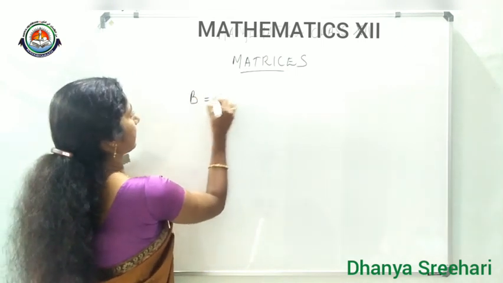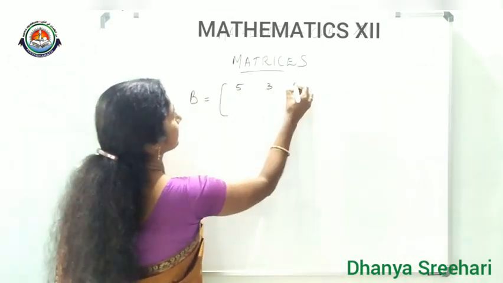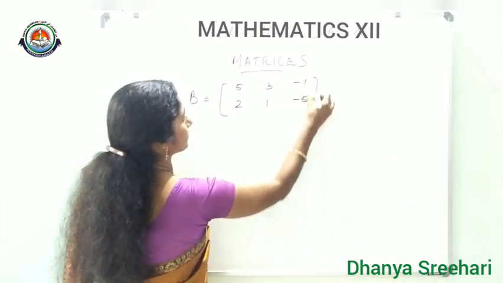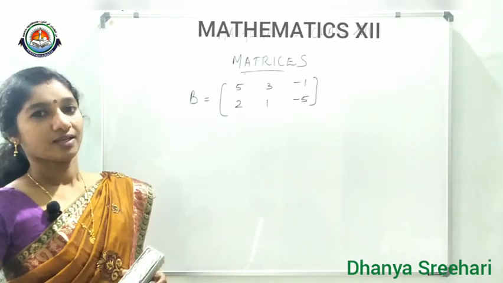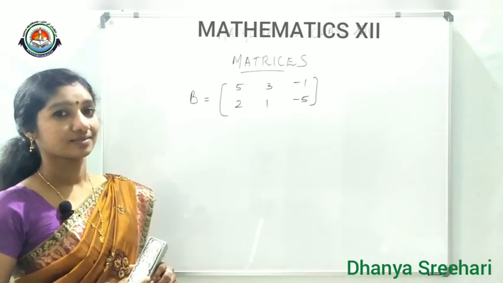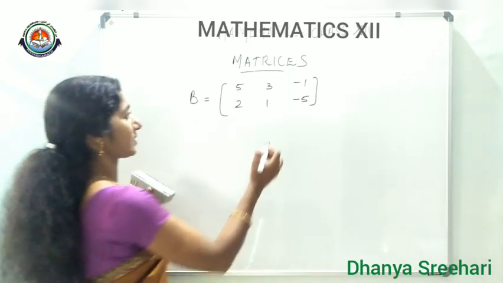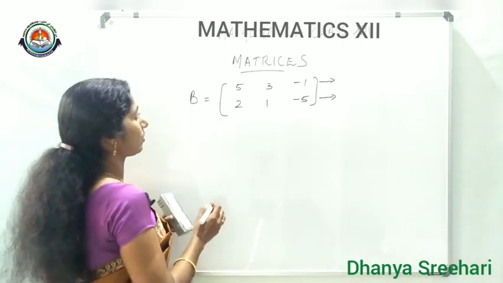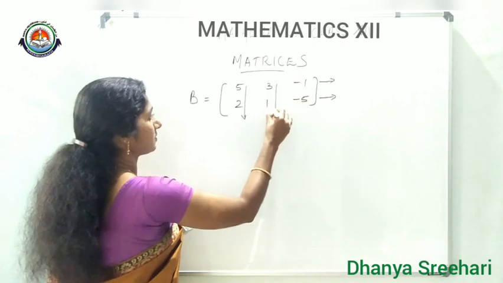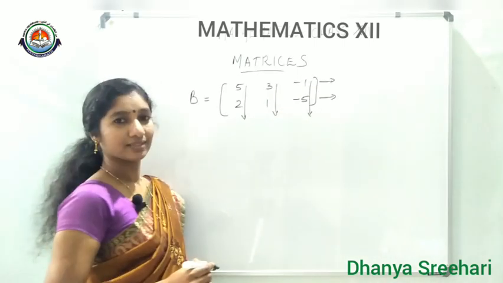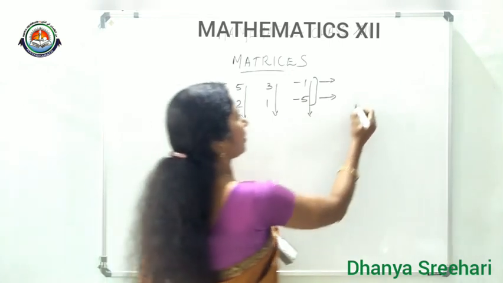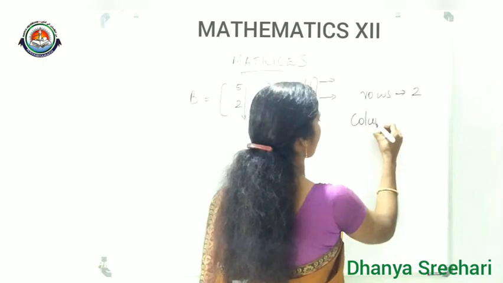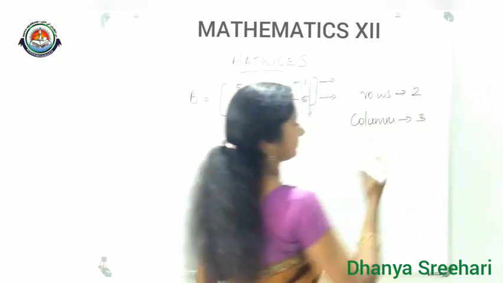Another matrix B. Matrix B is equal to 5, 3, minus 1, 2, 1, minus 5. Okay. How many rows are there in this matrix? First row, second row. So total 2 rows are there. How many columns are there? 1, 2, 3. 3 columns are there. So we got the number of rows as 2 and columns as 3.